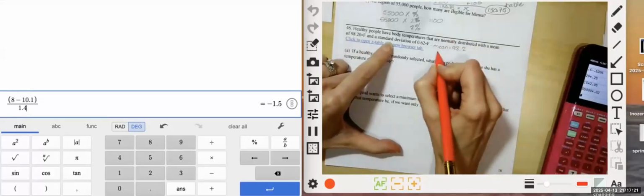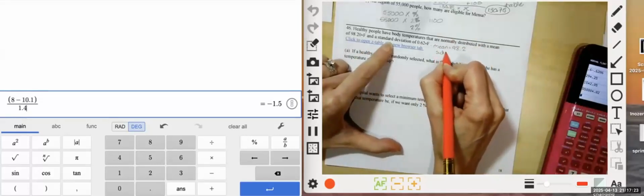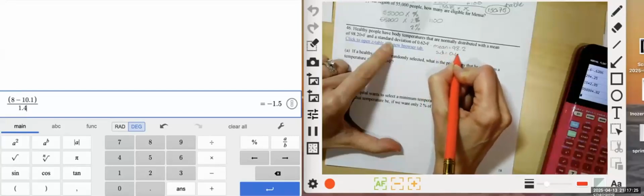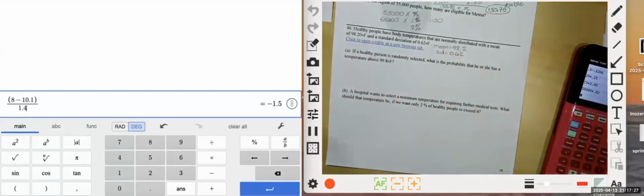And a standard deviation of 0.62 degrees Fahrenheit. If a healthy person is randomly selected, what is the probability that he or she has a temperature above 99.8 degrees? What are we finding here?